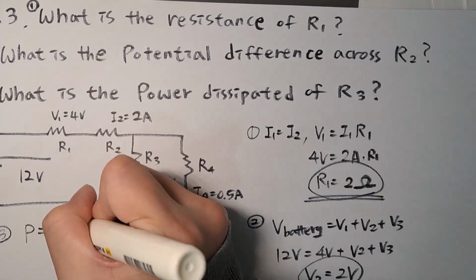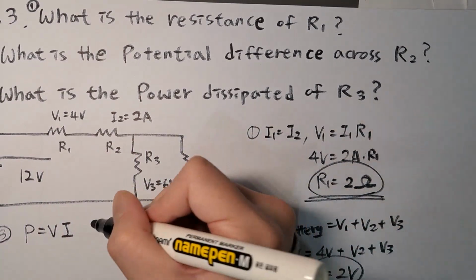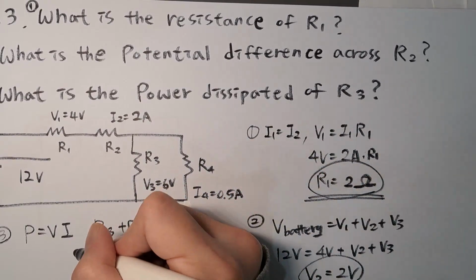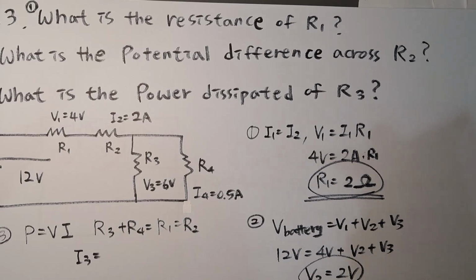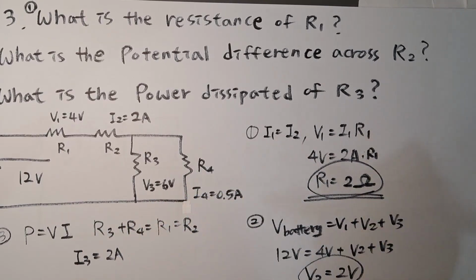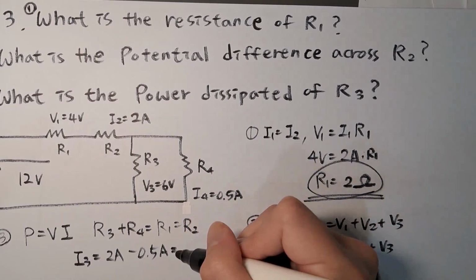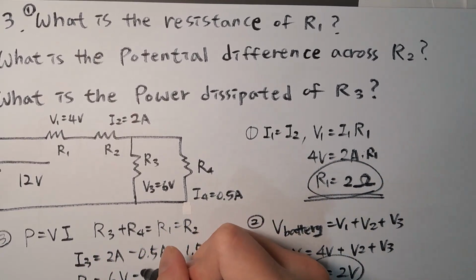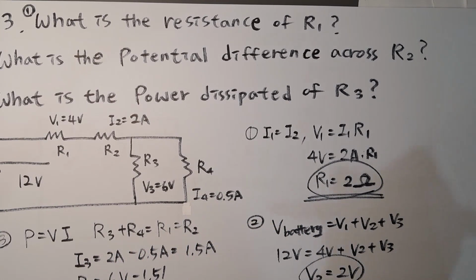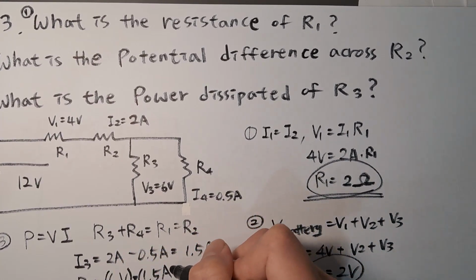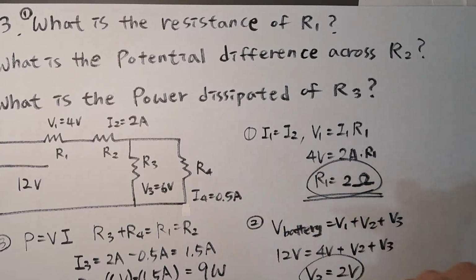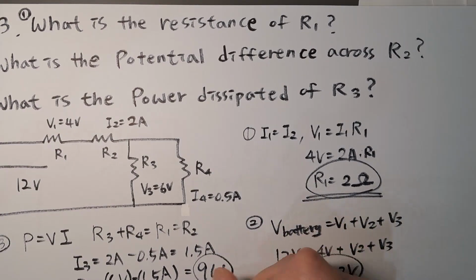And we are going to apply this equation for finding the power. The power is 6 volt times 1.5 ampere, so the power is going to be 9 watts.